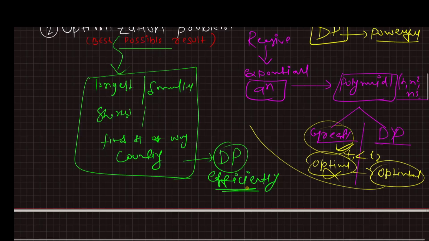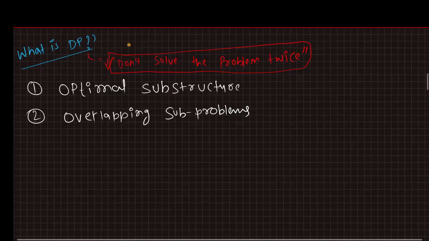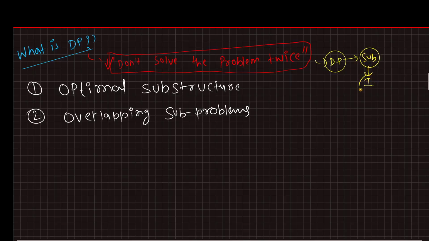Next, we are going to look at what is dynamic programming. So what is DP? In short, we can say, don't solve the problem twice. It means if your algorithm is solving the problem twice, it is not DP. DP means for each subproblem you solve only one time. To solve only one time, you need to identify the two characteristics of a DP problem. First is optimal substructure, and second is overlapping subproblem.